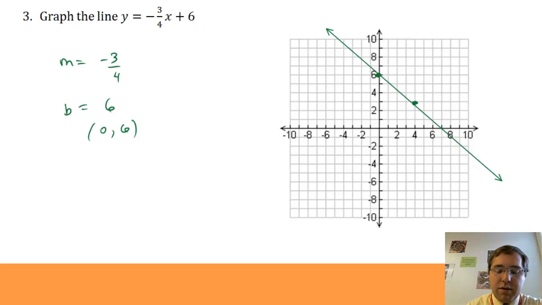And what did I forget to do? I forgot to label the points. So this is the point 4, 3, and this is the point 0, 6. Now my graph is complete.